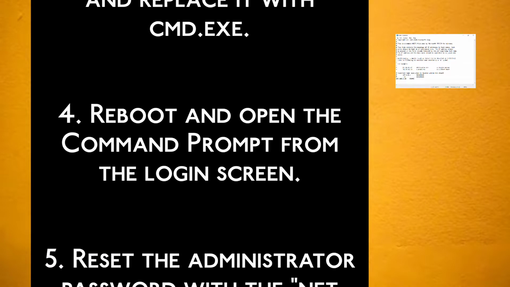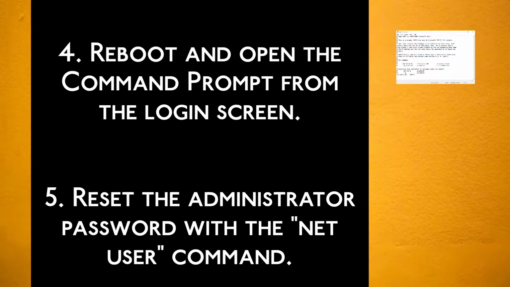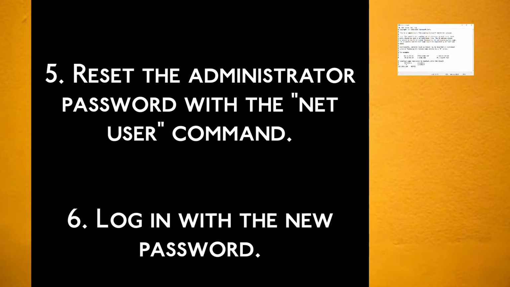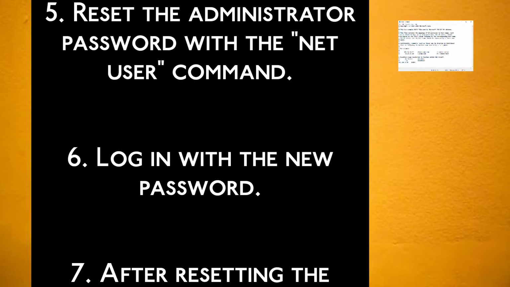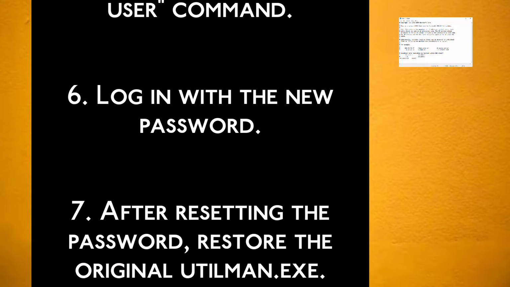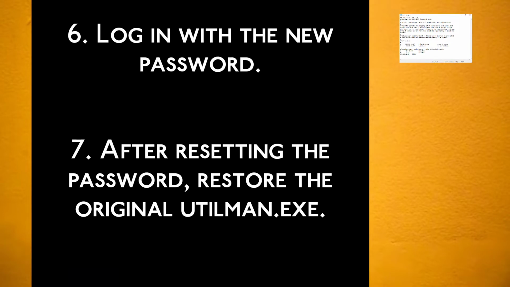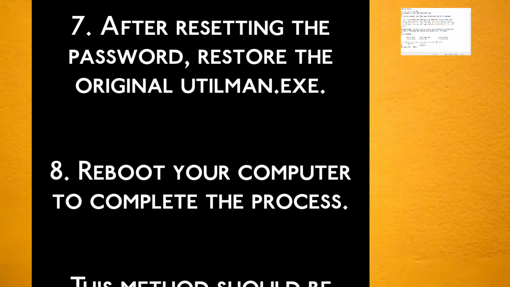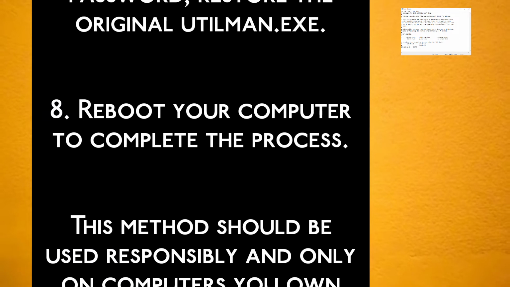Step 4. Reboot and open the command prompt from the login screen. Step 5. Reset the administrator password with the net user command. Step 6. Log in with the new password. Step 7. After resetting the password, restore the original utilman.exe. Step 8. Reboot your computer to complete the process.